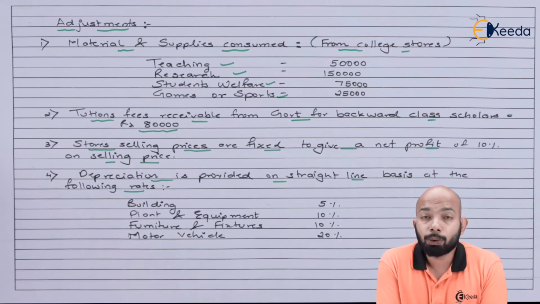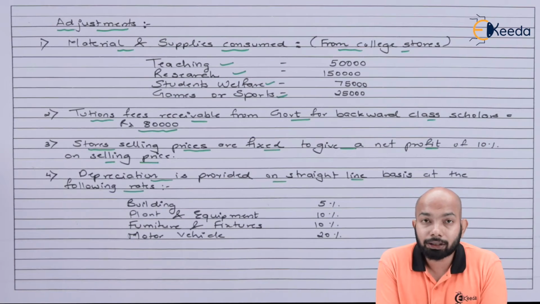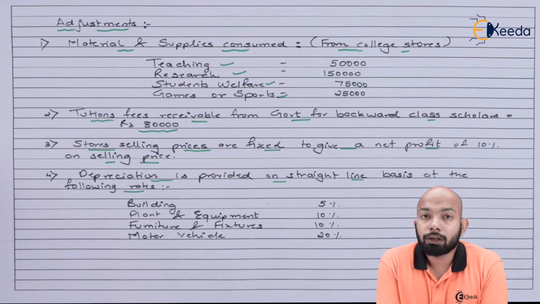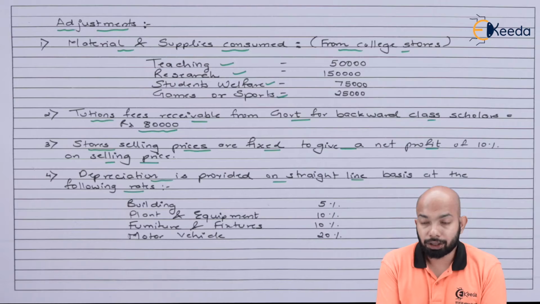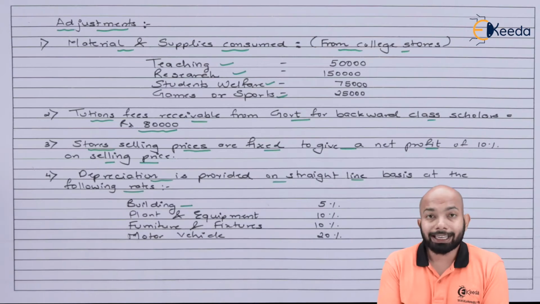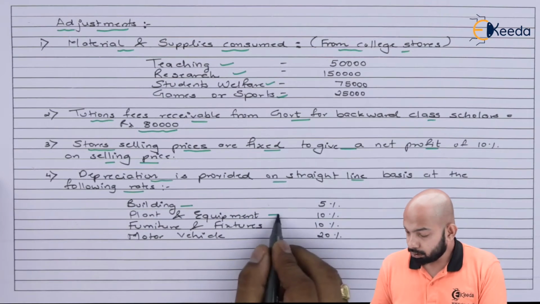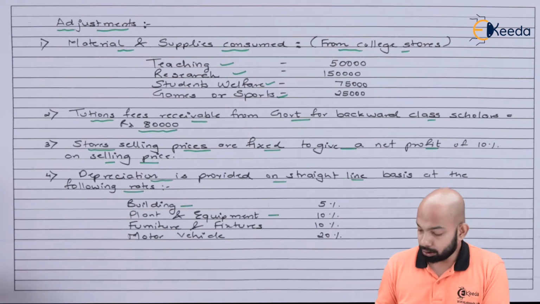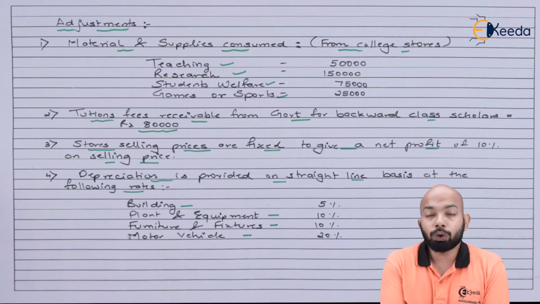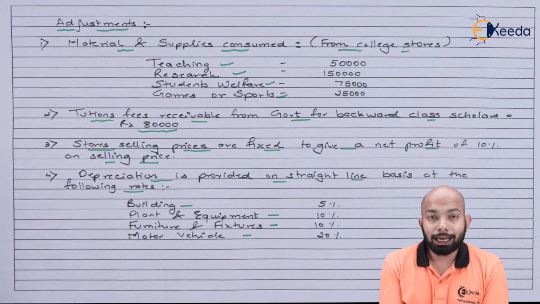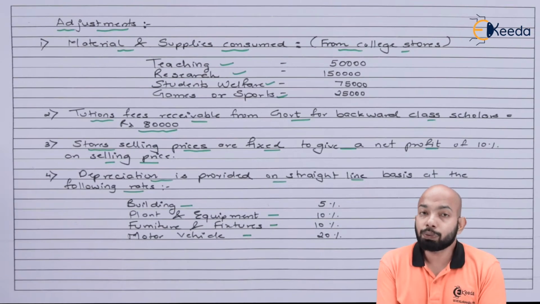Now, depreciation is provided at the rate of straight line method, and the rate of depreciation on different assets has been mentioned. For building, it is 5%. Plant and equipment, it is 10%. Furnitures, it is 10%. And motor vehicle, it is 20%. Now, with this illustration, we'll go ahead with the working first.